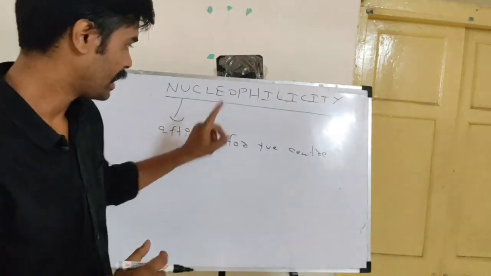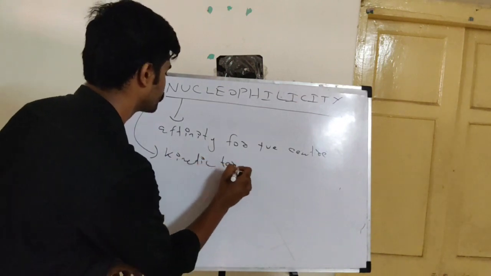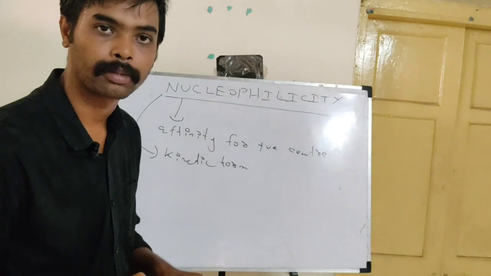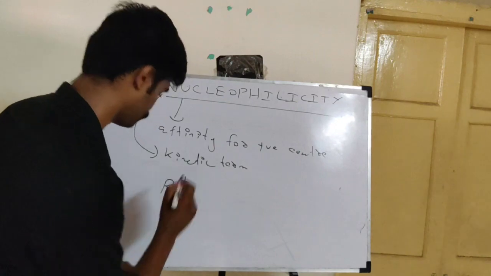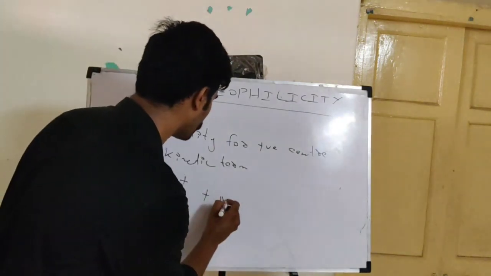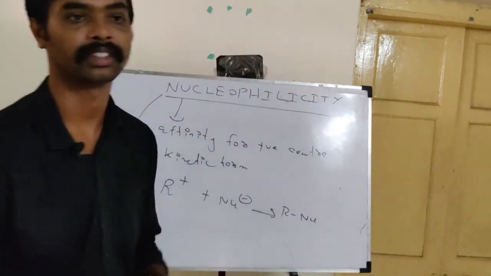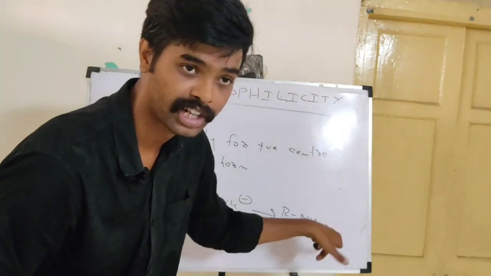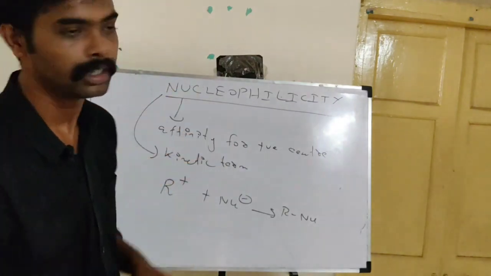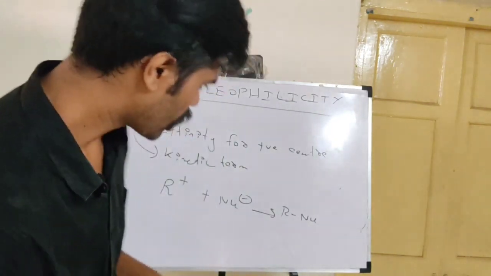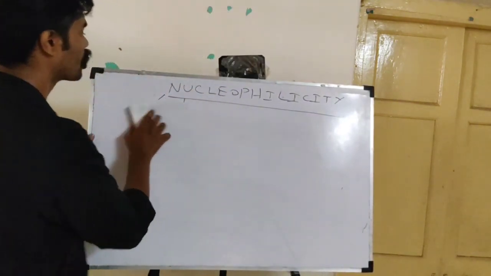Now what we need to understand is that nucleophilicity is a kinetic term. Whenever kinetics comes into the picture, we speak about how fast the reaction happens. Say I have a positive center, R plus, and a nucleophile, and I'm going to form R-Nu. How fast this chemical reaction happens depends only on the nucleophilicity of this nucleophile, and that term is what is called nucleophilicity. Now moving on, we'll see what all the factors are which affect nucleophilicity.